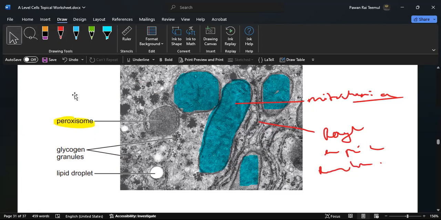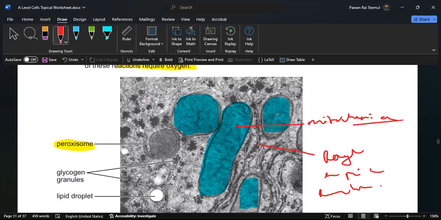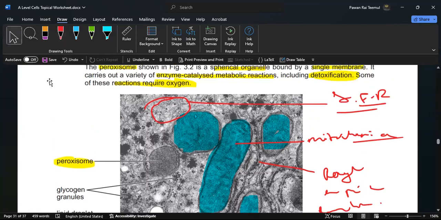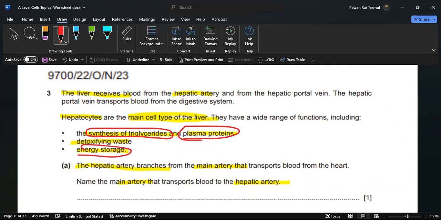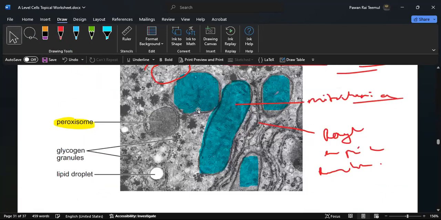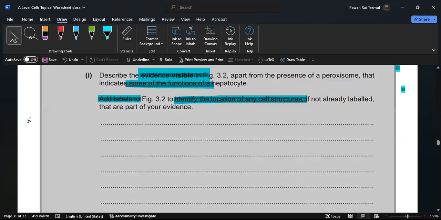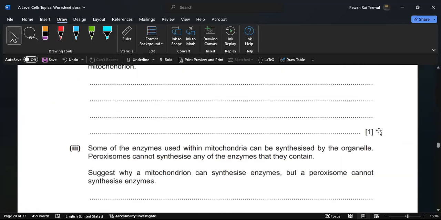And what else? I can see the smooth endoplasmic reticulum as well. You can label that smooth endoplasmic reticulum. Again, I'd say you write down the full name, not short form. Either way, it does talk here about the synthesis of triglycerides and plasma proteins and energy storage. It says apart from the presence of peroxisome.